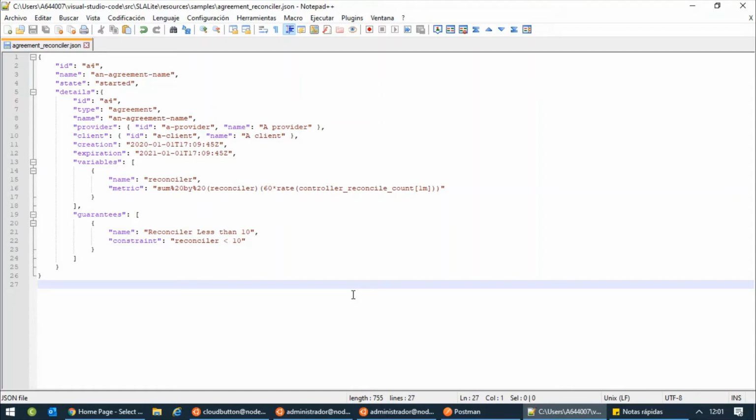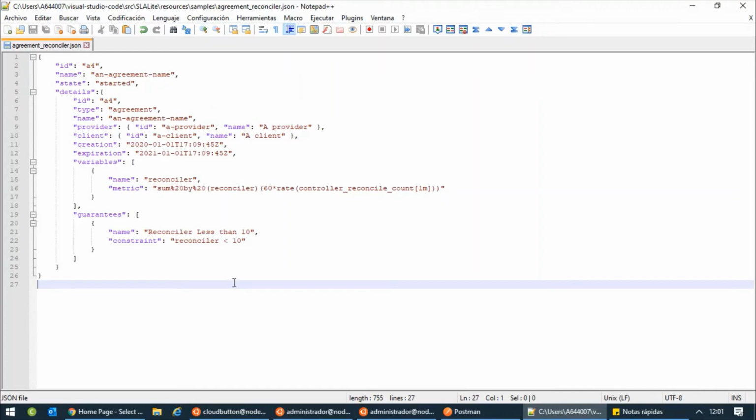The SLA is made up of different agreements. An agreement is signed between a provider and a client, and it has a creation and expiration date, and it has to be in a started state. An agreement is made up of different warranties. All the warranties have to be fulfilled. If any of the warranties is broken, then a violation will be raised by the system, and the other systems can be informed. Warranties are defined on the basis of metrics.